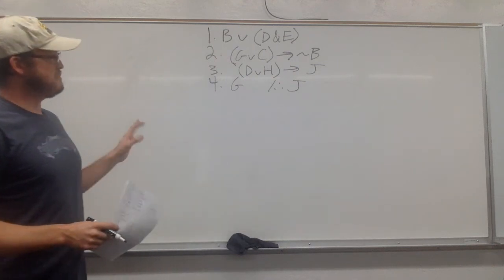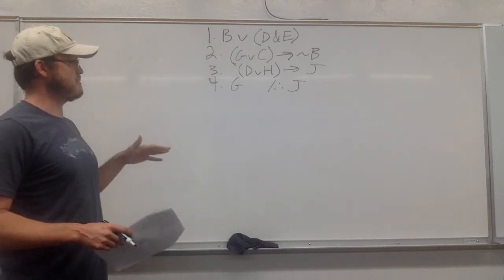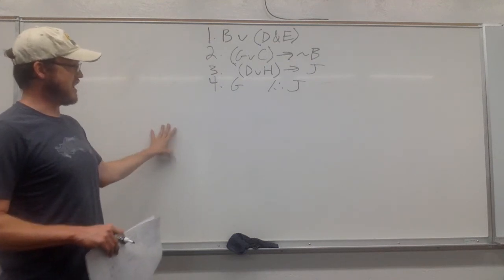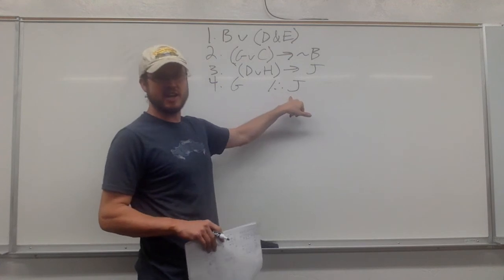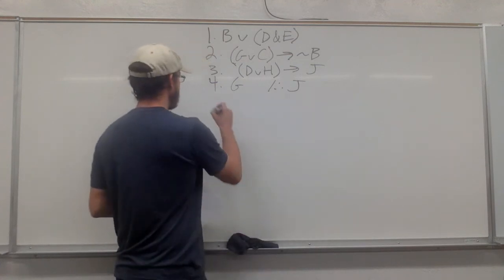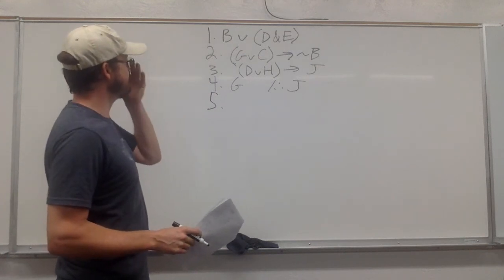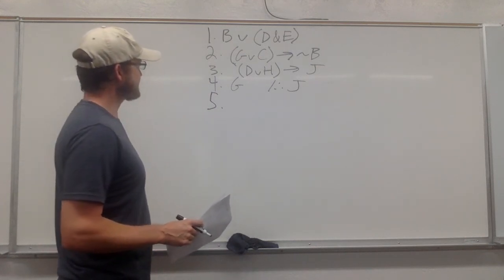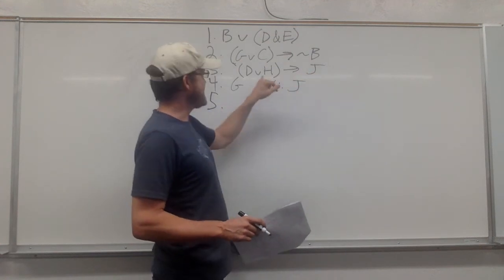Okay, so we have B v (D • E), (G v C) → ~B, (D v H) → J, and then G, therefore J. So we want a J. Right away I'm going to start by putting my 5 here, and I see that I can get a J if I had a D v H.